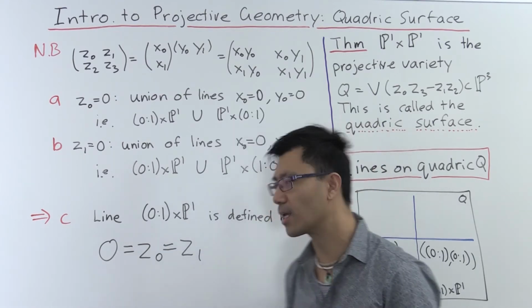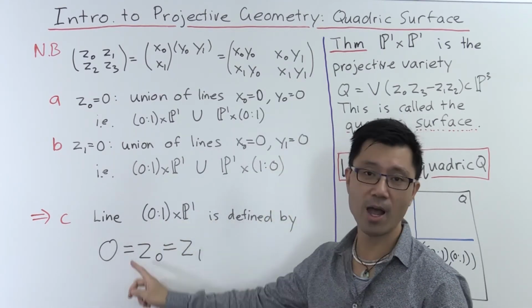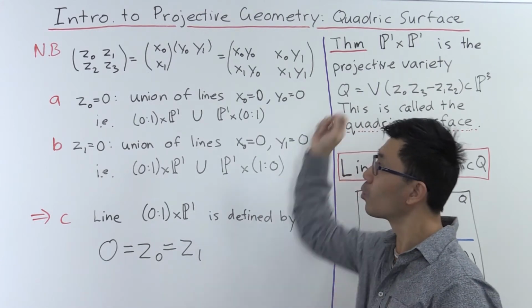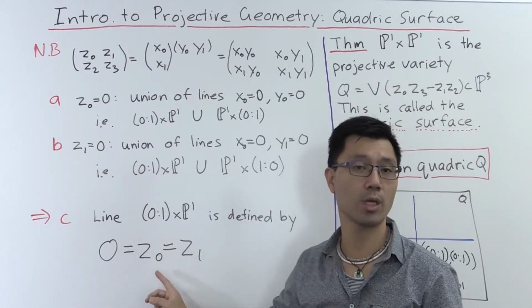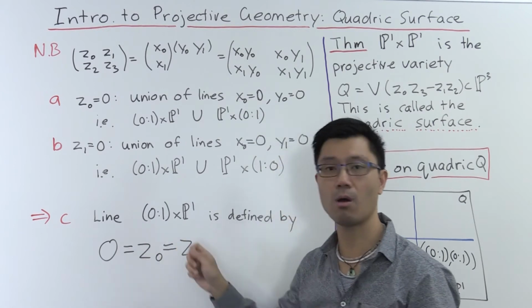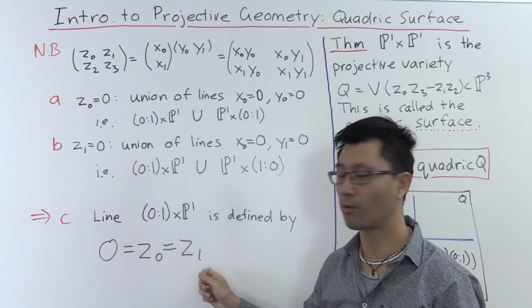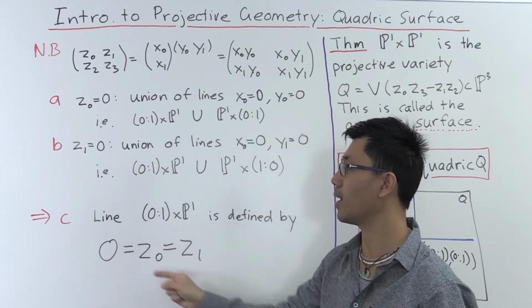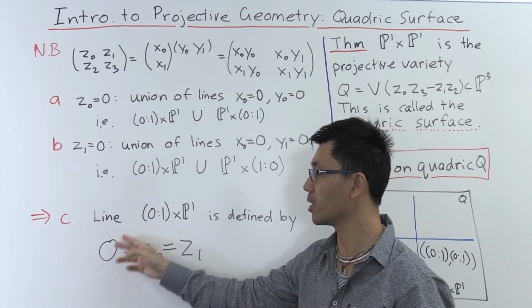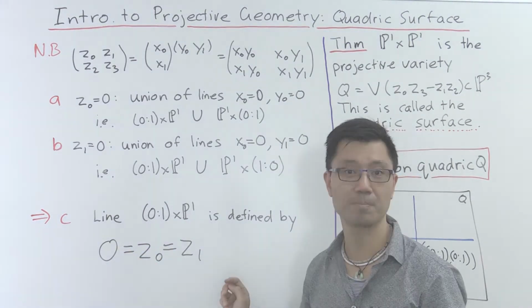So what's interesting in this case here is that to define a line inside the quadric surface this way, you need two equations. You need both Z0 and Z1. But of course, it is given by equations, and in a fairly simple way.